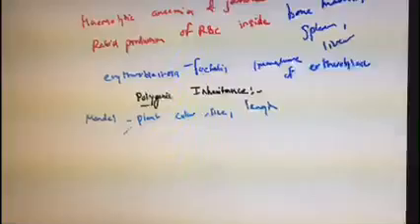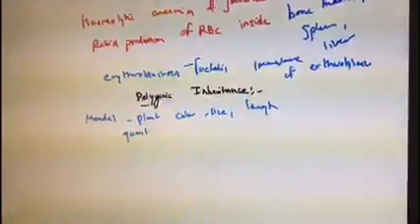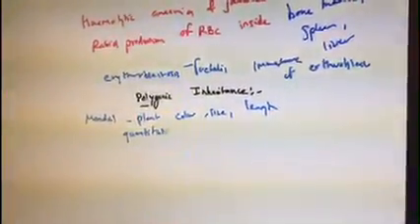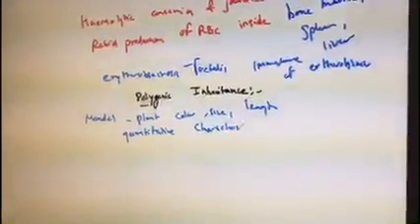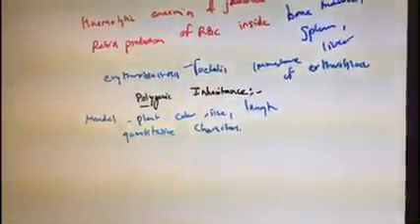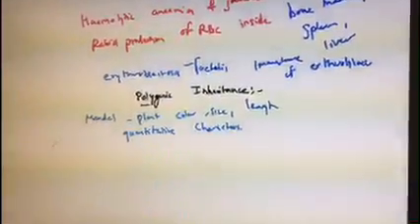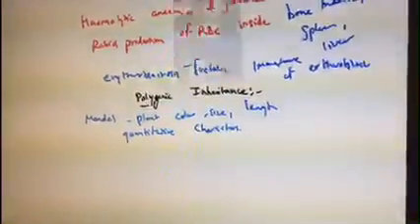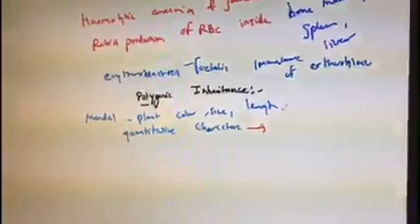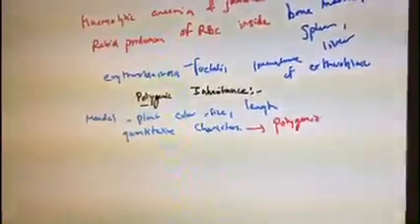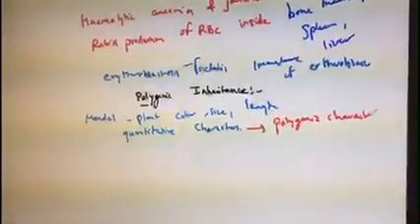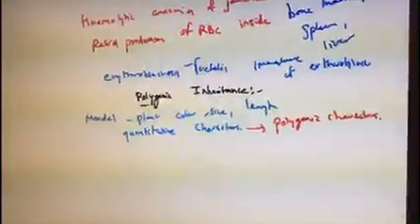It becomes quantitative characters. So this quantitative character is only going to indicate the polygenic inheritance.